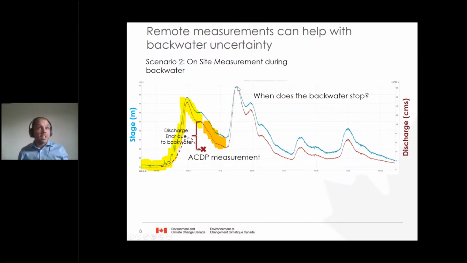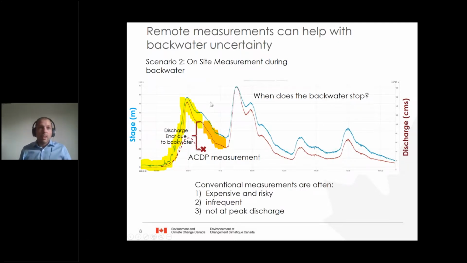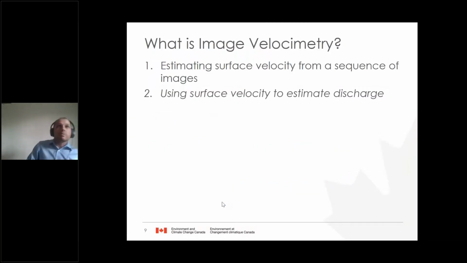You can look at temperature data and the stage trace, but you really need more information. And so these conventional measurements are often expensive and risky. Often the sites are remote and require helicopter fly-in, and so they're infrequent for that reason. And then also just timing, it's difficult to get out and get your measurement at peak discharge. And that's where there's potential for image velocimetry.